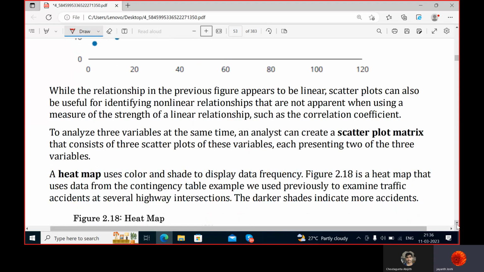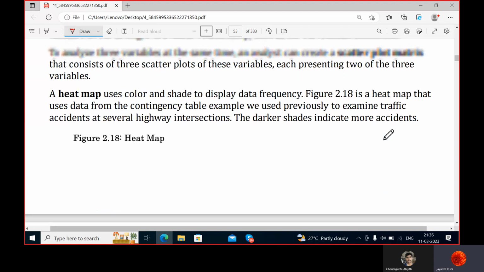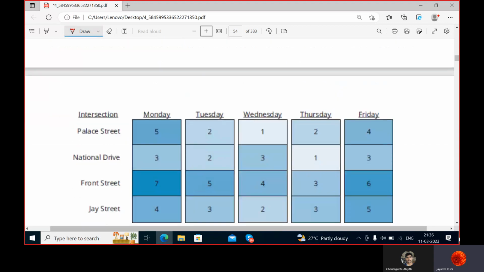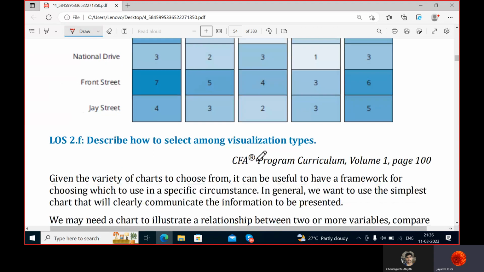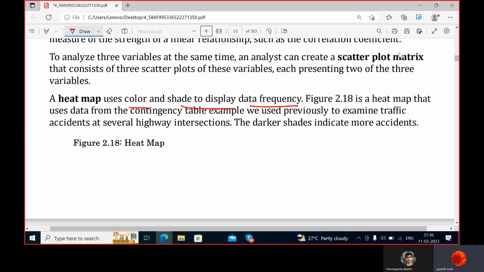And then here comes the heat map. So let us see what this heat map is all about. A heat map uses color and shade to display data frequency. Figure 2.18 shows the heat map. Definitely these kinds of things haven't been in our schooling even, something new, but it's very simple to understand. Figure 2.18 is a heat map that uses data from the contingency table example we used previously to examine traffic accidents at several highway intersections. The darker shades indicate more accidents.